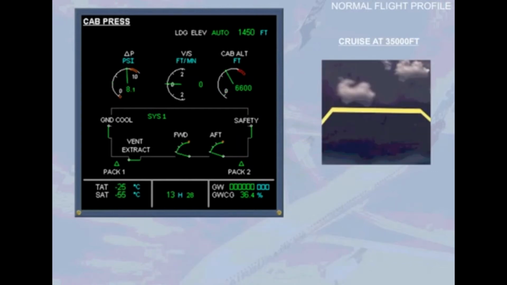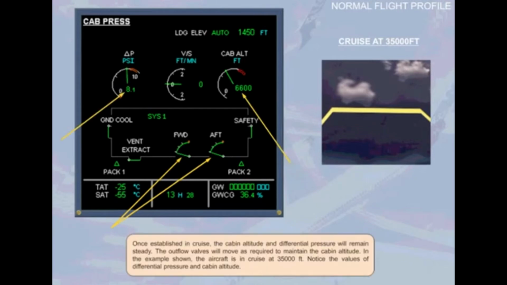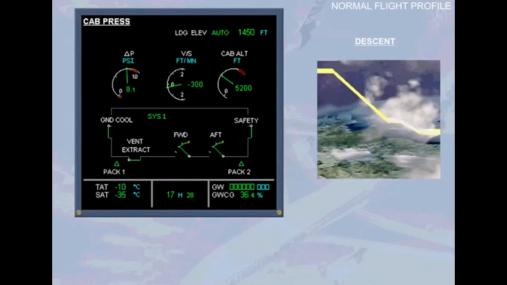Once established in cruise, the cabin altitude and differential pressure will remain steady. The outflow valves will move as required to maintain the cabin altitude. In the example shown, the aircraft is in cruise at 35,000 feet. Notice the values of differential pressure and cabin altitude. During the descent phase, the pressure rate is optimized so that the cabin reaches landing field pressure just prior to landing.